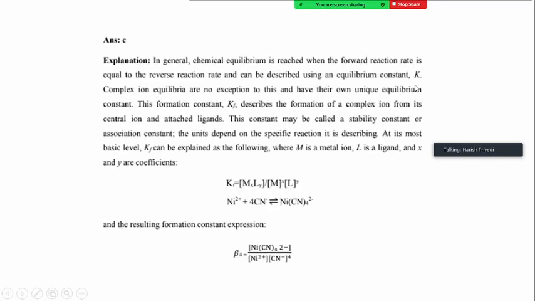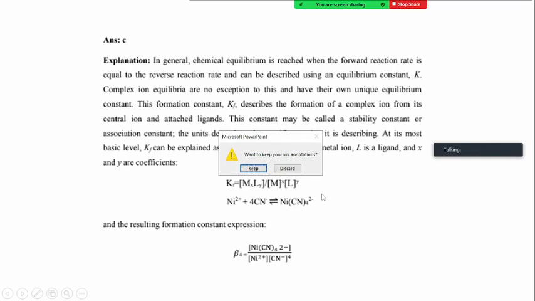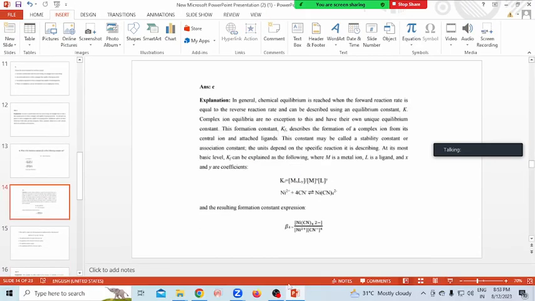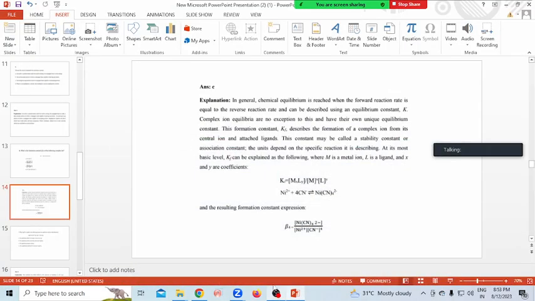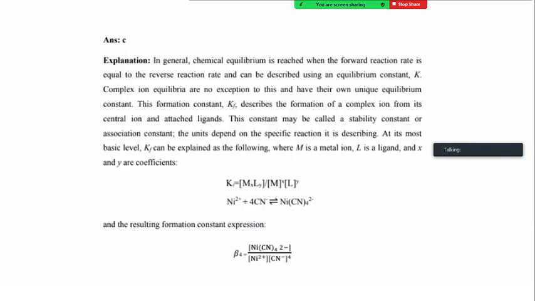So all these things are given here. Just a minute. Okay, so it is clear.